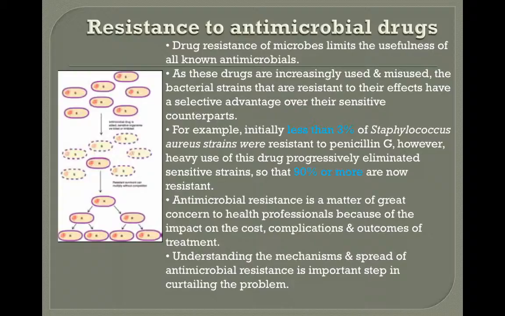So, resistance to drugs. Drug resistance of microbes limits the usefulness, obviously, of the known antimicrobials that we have. As these drugs are increasingly used and misused, the strains that are resistant to their effects have a selective advantage over their sensitive counterparts. For example, initially, less than 3% of staph strains were resistant to penicillin G. However, because we've relied on penicillin G so much, we have eliminated a lot of those sensitive strains so that now 90% or more are now resistant. That is a huge amount.